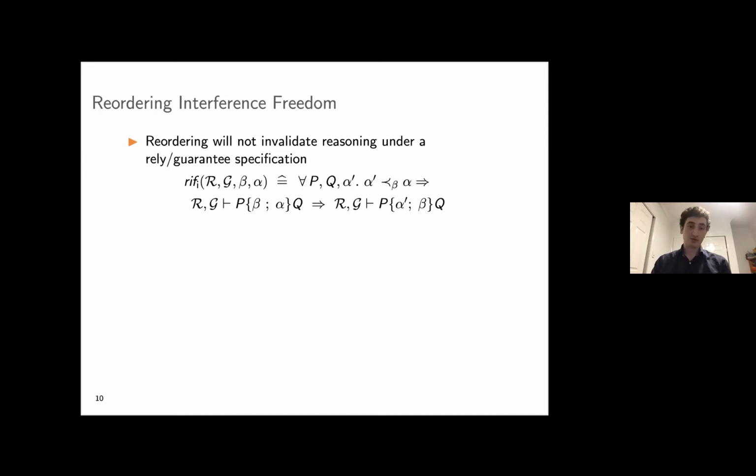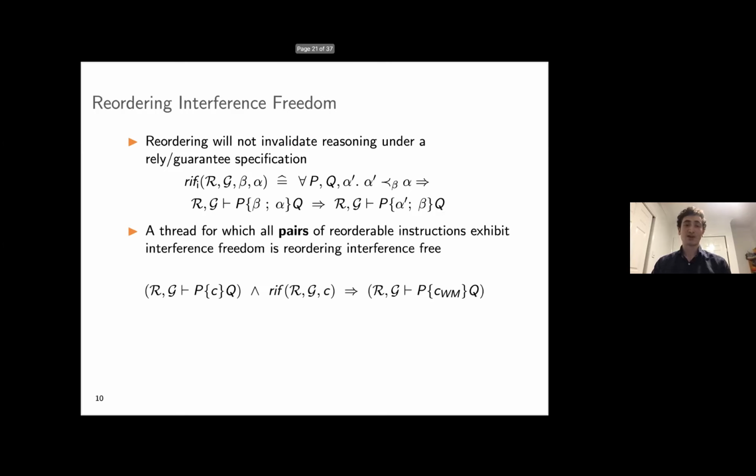We formalized this as a notion of reordering interference freedom, initially for just a pair of instructions. Given a rely and guarantee specification and a pair of reorderable instructions, any property that we can establish over their in-order execution, we ought to be able to establish over their out-of-order execution. Given these conditions, we consider them interference-free, and then we extend this property out to an entire thread by identifying all pairs of reorderable instructions within that thread.